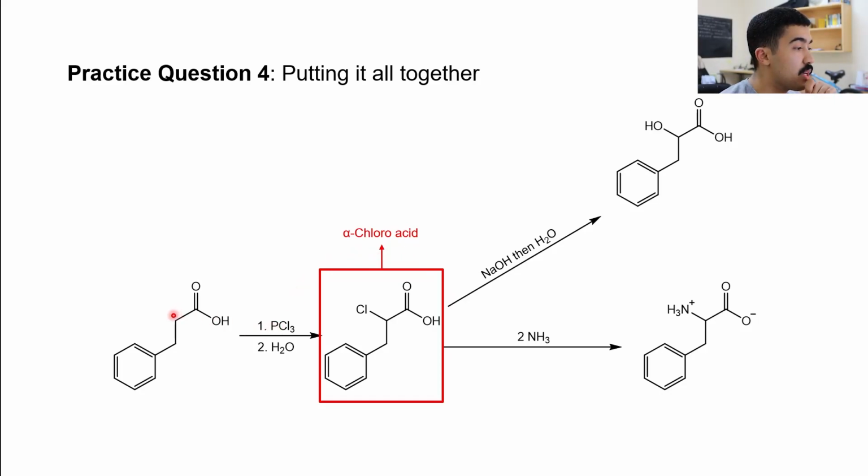It was getting rid of this alpha hydrogen over here, replacing it with an alpha chloro acid or an alpha bromo acid, any good halogen, which is a good leaving group. And then with that, we can react it with NaOH and H2O to form our alpha hydroxy acid, or 2 molar equivalents of NH3 to form our alpha amino acid.